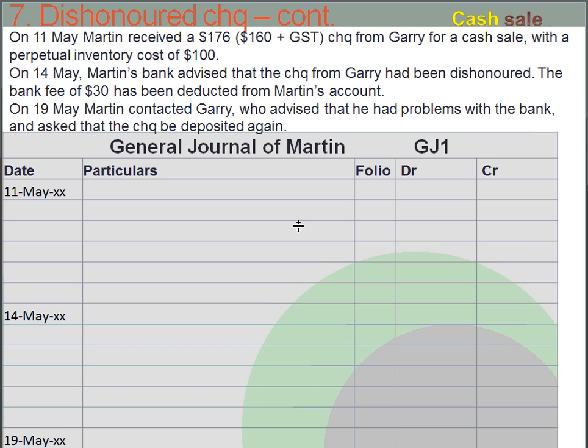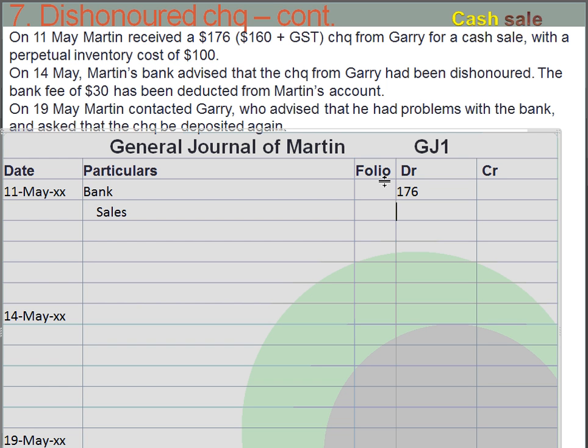Here is a journal. So I copied the question here for you so you've got it in front of you at all times. So 11th of May, remember, Martin receives a check and it was a cash sale. Alright, so a cash sale, how do we record a normal cash sale? We receive cash and that's asset and it increases, so that's the debit entry. I'm going to call this account bank, but perhaps you want to call it cash or cash at bank. It doesn't matter. All right. So Martin gets $176 in his bank account, and that's the debit entry.